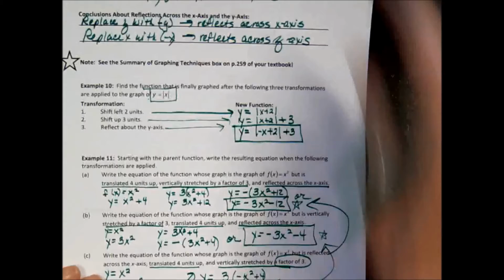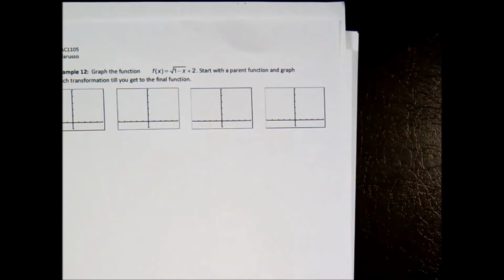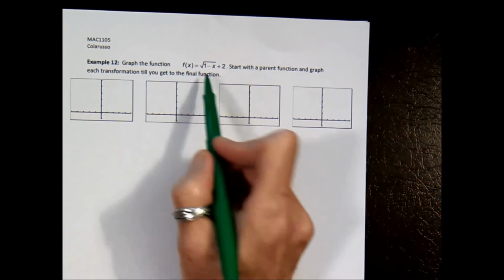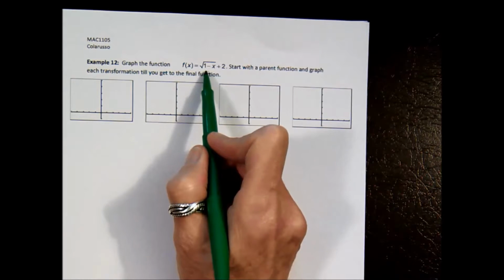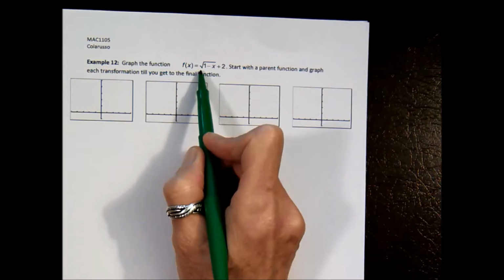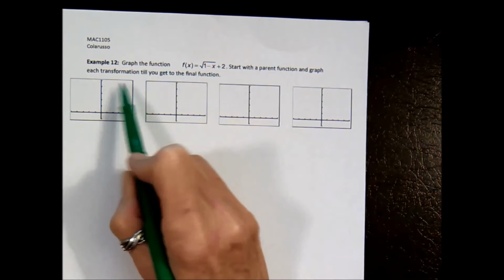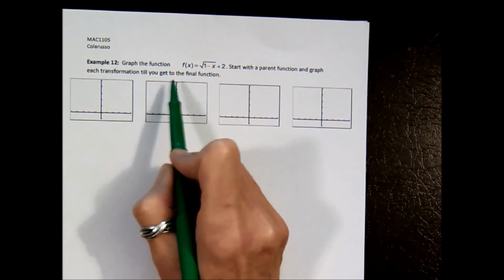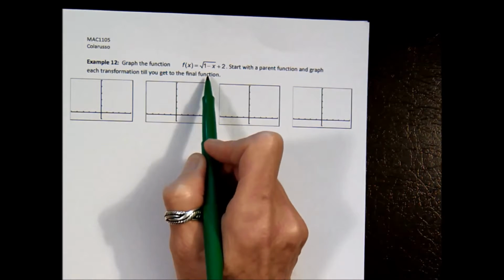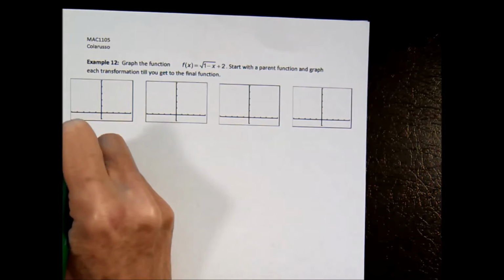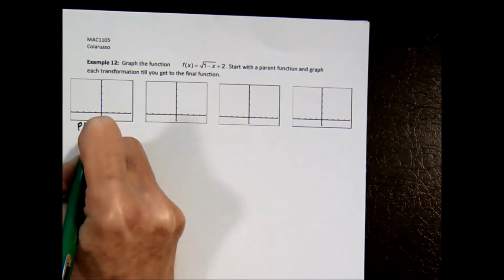All right, let's look at the last one. Number 12, graph the function, this time, f of x equals the square root of (1 minus x), and then plus 2. Start with the parent function and graph each transformation till you get to the final function. So we're going to start here with the parent function. We're going to call that p of x. P for parent is square root of x.